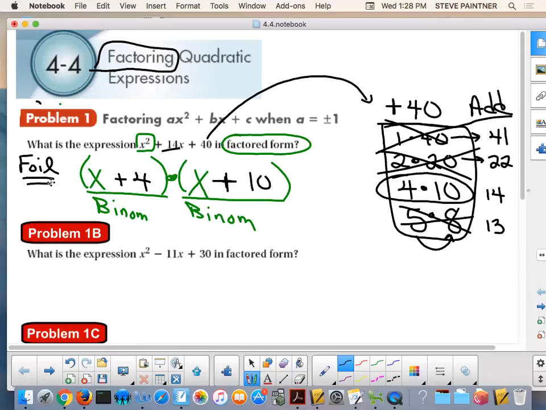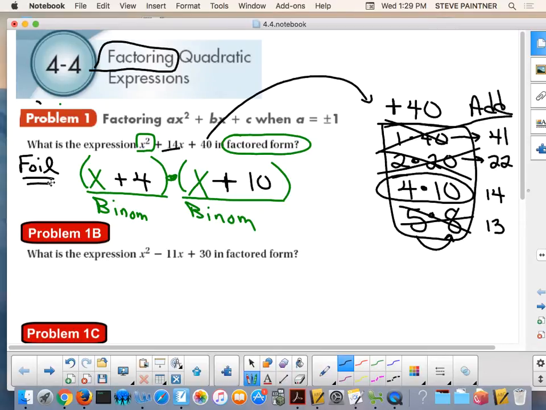Now, guys, you could foil, but I don't waste my time foiling. You know what I do in my head? I just do this. I know x times x is x squared. I just do a visual check. I also know 4 times 10 is 40, and 4 plus 10 is 14. So I always ask myself those questions. I don't really foil it. If you want to foil and you want to take all that time, do it. I just recommend a mental check. Okay? All right.